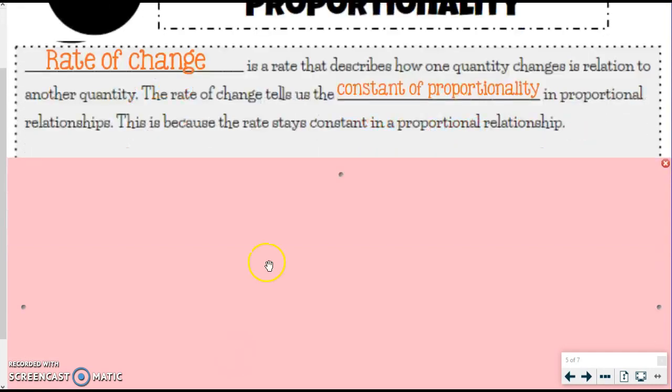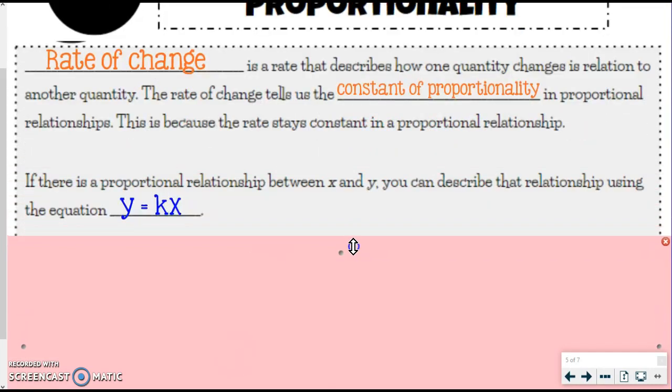Now, we've already talked about this, but just to show you more specifically, if there is a proportional relationship between x and y, which is what we've been talking about over and over again, you can describe that relationship using the equation y equals kx. We already did this, right? Remember when we always said it was write an equation expressing y in terms of x? That's what this is saying. The k stands for constant of proportionality. Now, the reason we don't use c is that it's already used for a different term in math, so k is constant. That was the next closest one.